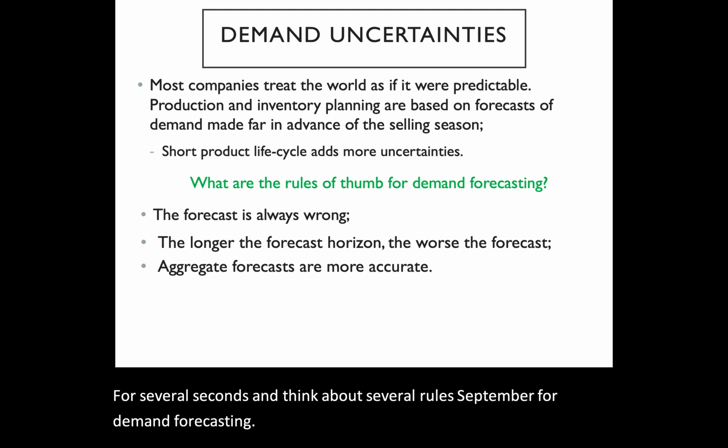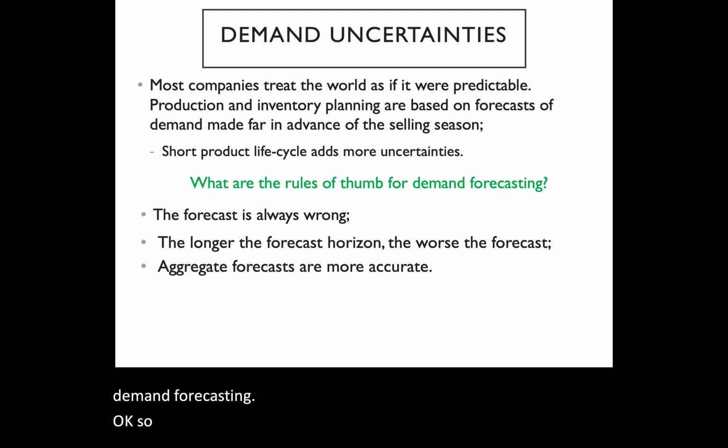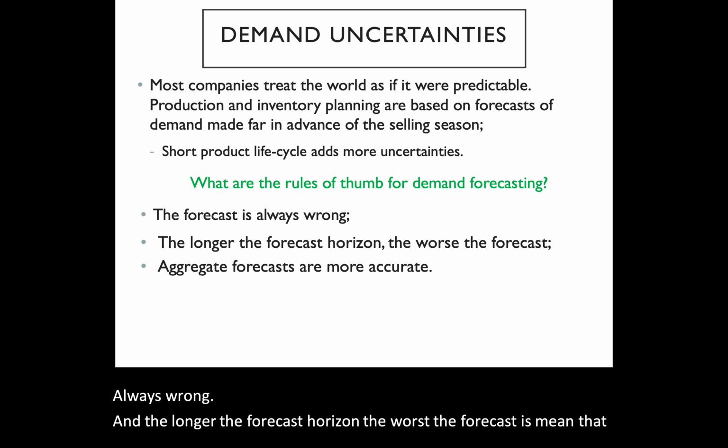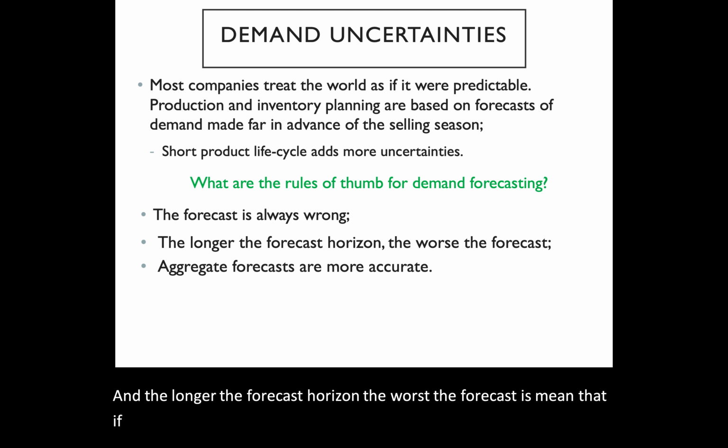Okay, so we have three main rules of thumb for demand forecasting. The forecast is always wrong. And the longer the forecast horizon, the worse the forecast. It means that if you make the forecast for 1 year, it will be worse than the forecast for just 1 month.